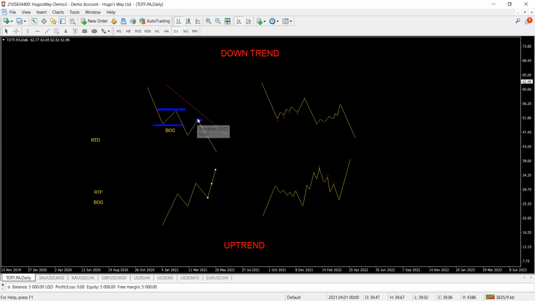Now, once the market pulls back and the bank creates liquidity, I like to put what I call RTD down here. And the reason why I put RTD is because I call it a reason to drop, a reason for the market to drop.